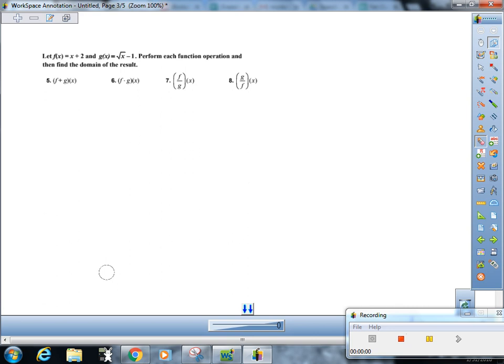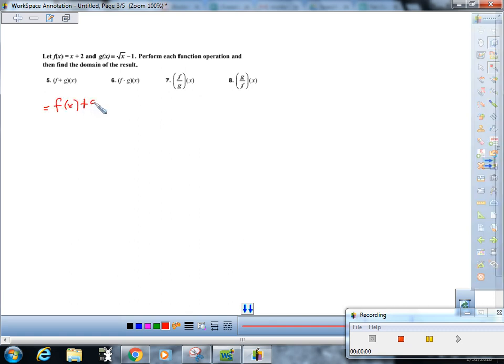And so now it gets a little different. So f plus g of x is the same thing as f of x plus g of x. So you literally just do this. It's x plus 2 plus radical x minus 1. 2 of those things are like terms. What are like terms there? 2 and negative 1. So the answer is x plus radical x plus 2 minus 1 is 1. So far, so good?